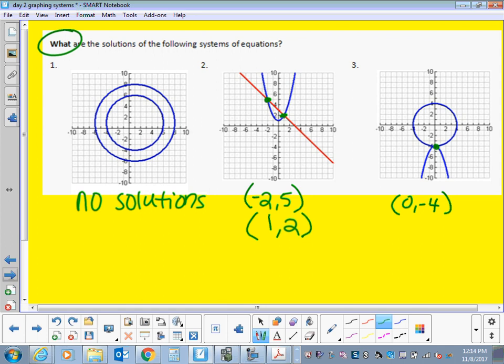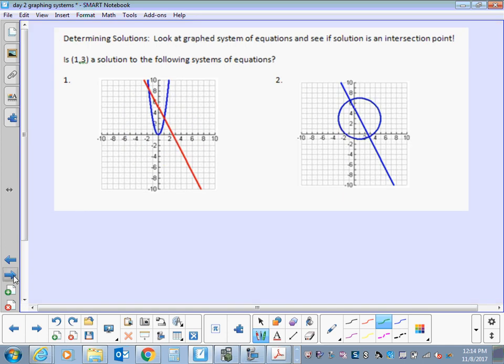I want you guys to look at the next one. Look at the graph of the system of equations and see if the solution is an intersecting point. Is 1, 3 a solution to the following system of equations? So look at number 1 and number 2. For number 1, do we think that 1, 3 is a solution? We all agree? There's 1, 3. Are they intersecting there? Yes. So 1, 3 would be a solution for the first one.